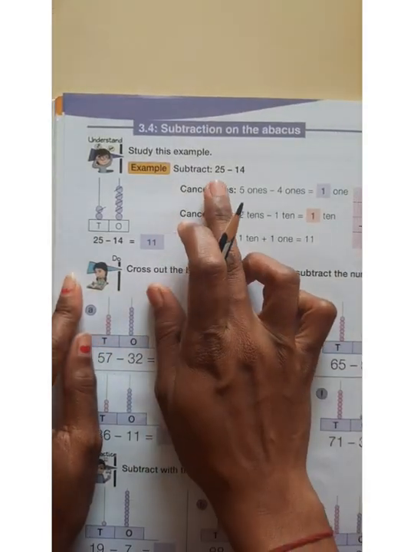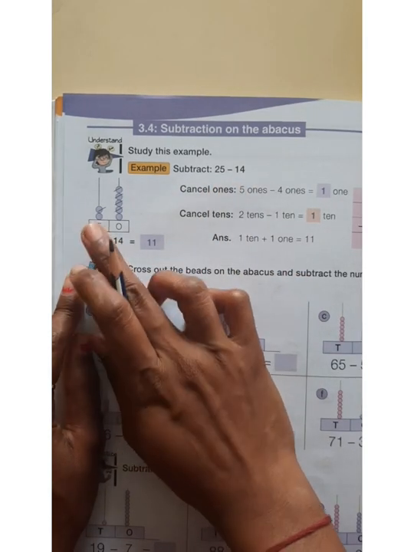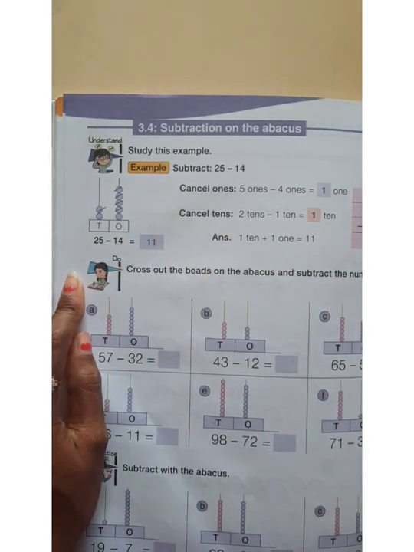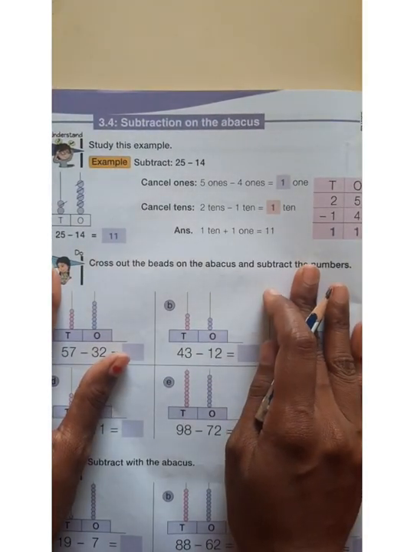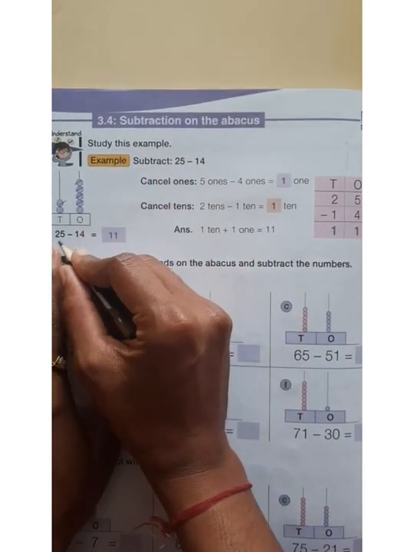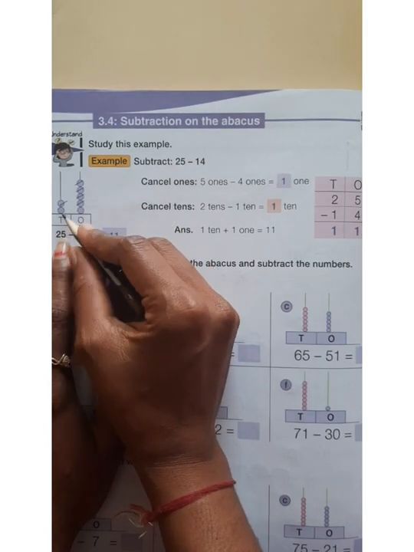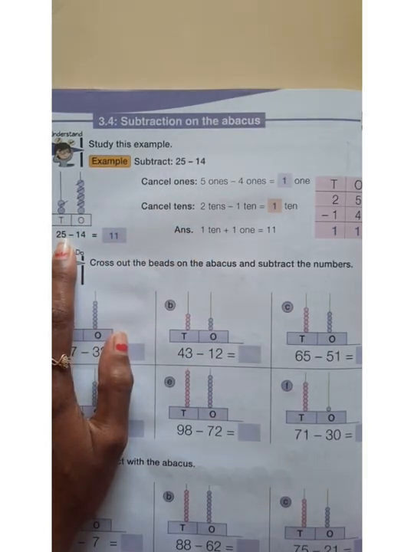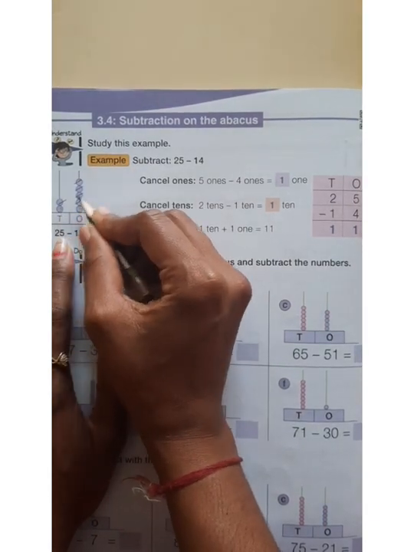Here, look at this. Subtract 25 minus 14. These are the abacus dots given here. How will we subtract? Subtract the ones place first. First you have to draw the big number on the abacus. Now 25 is the big number. Draw 25 first: 2 tens and 5 ones.